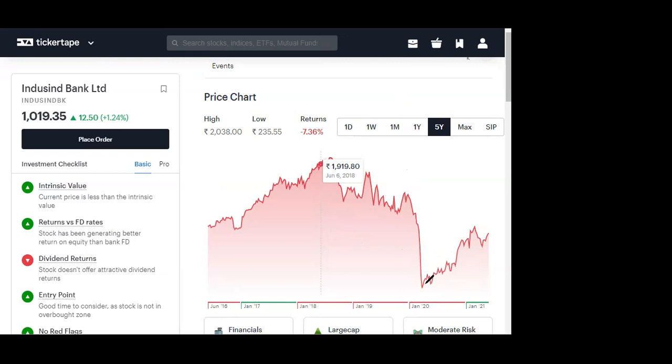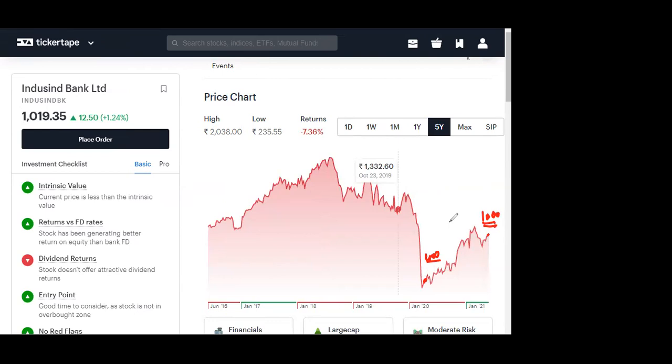Suppose I bought more shares at this price, around 400, because I know that this is a good company. If I would have bought here, tell me what is the price now? Around 1,000, high enough, right?